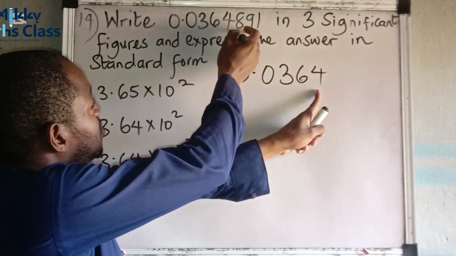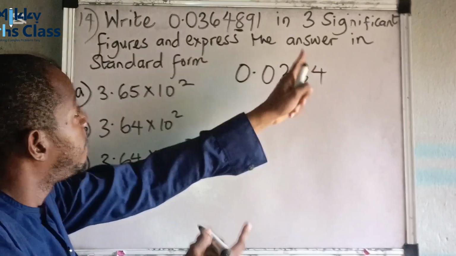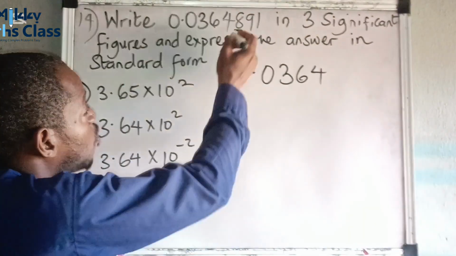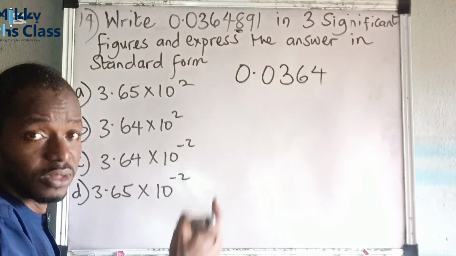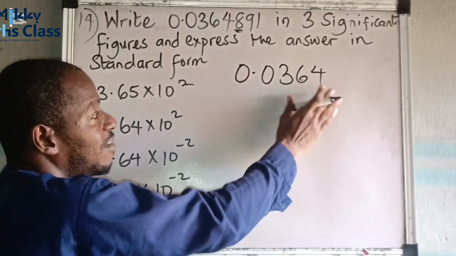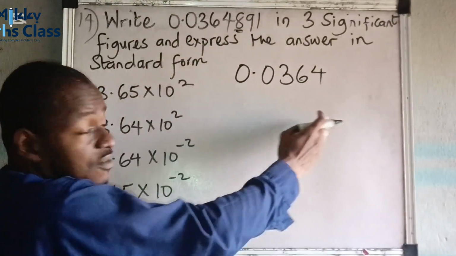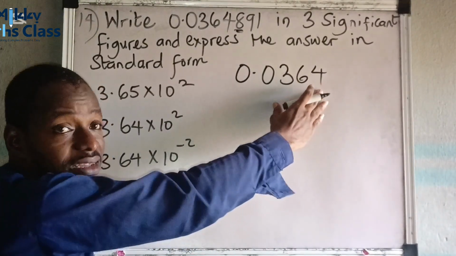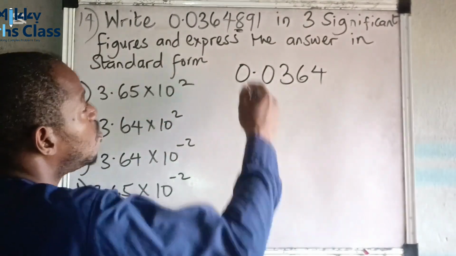Now we look at the number on the fourth digit side. For us to put it to three significant figures, we'll look at this number here on the fourth side. Is it up to 5 or more than 5? If it is up to 5, we'll round it up. If it's not up to 5, probably is 4 and between 0 and 4, we leave our answer like this. But since 8 is more than 5, so we round it up.